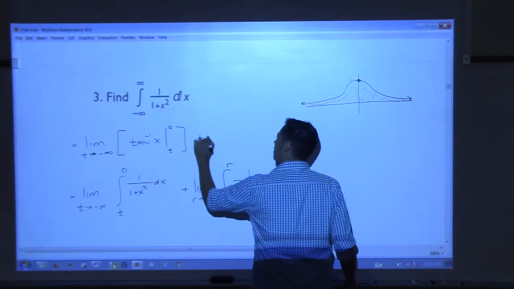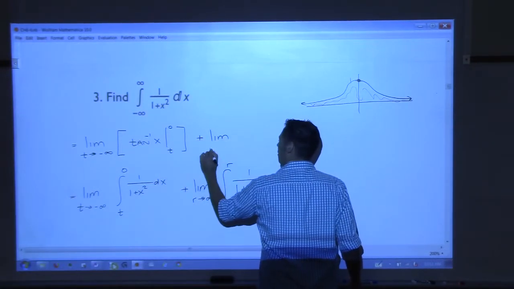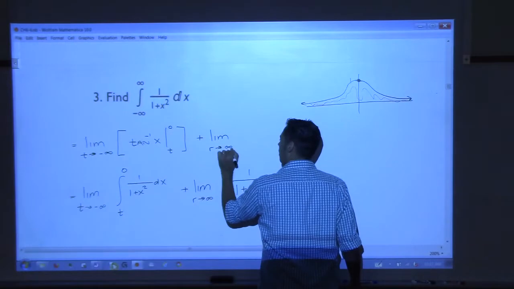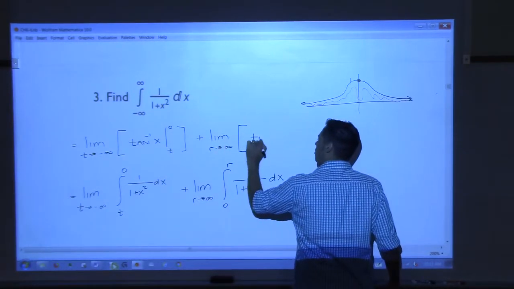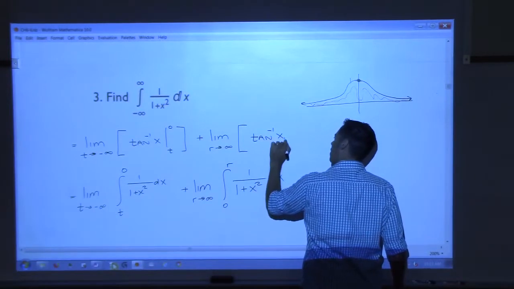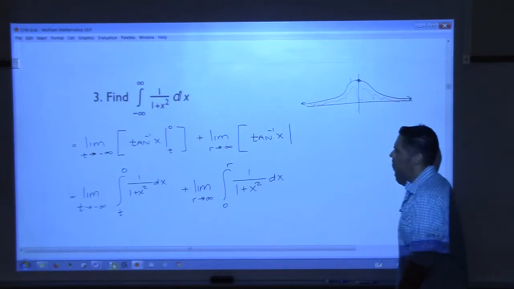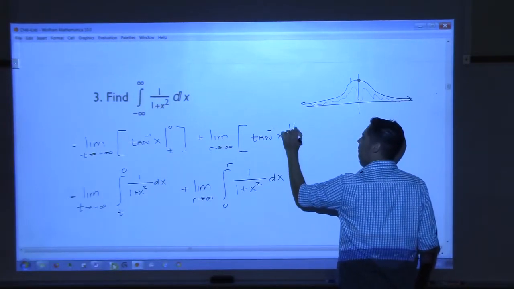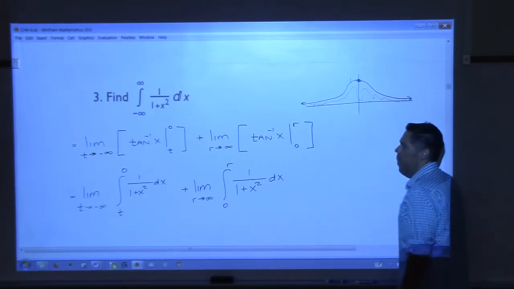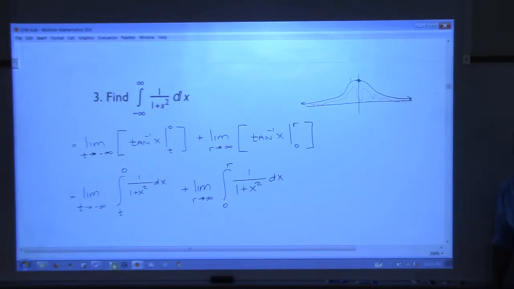Then plus, still have another limit. Don't be afraid of the limit. Go ahead and write the limit down. It's your friend. Arctangent of x again, and then evaluation bar, 0 on the bottom, r on top. There we go. Questions?